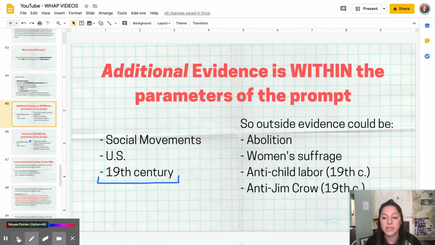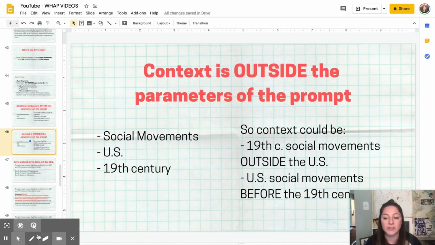Now, context, let's say you had this same prompt. Context could be about US social movements before the 19th century, and it could also talk about 19th century social movements outside the United States. And again, like I said, you actually could talk about other movements that aren't social movements in 19th century United States.